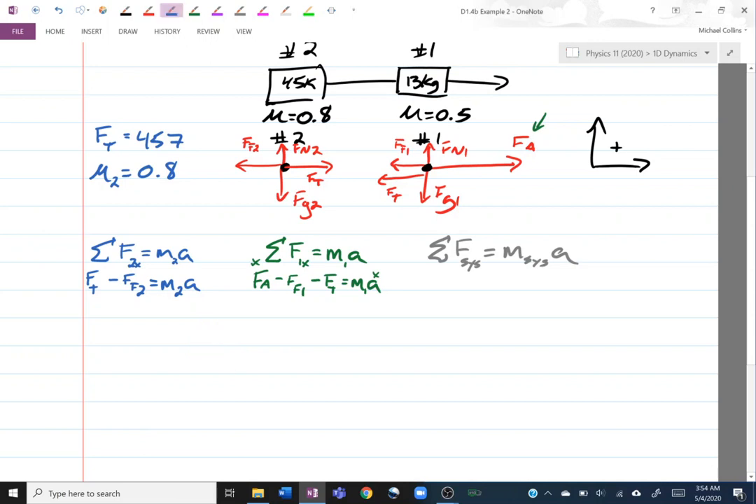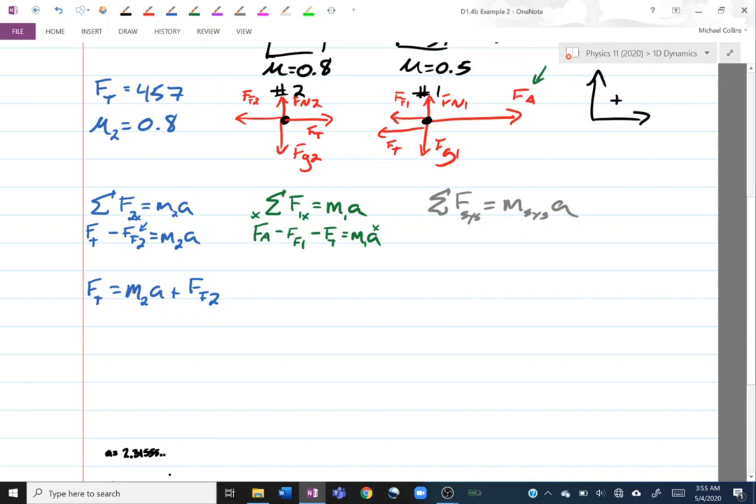So what I'm going to have to do is see if I can expand this force of friction 2 out a little bit. Ft, I'm going to move it over to the other side first, is equal to m2a plus the force of friction on 2. And we'll notice at this step that our force of tension is required not only to accelerate that mass, but also overcome the force of friction, which logically makes sense. If I look at my formula sheet, force of friction is equal to mu Fn.